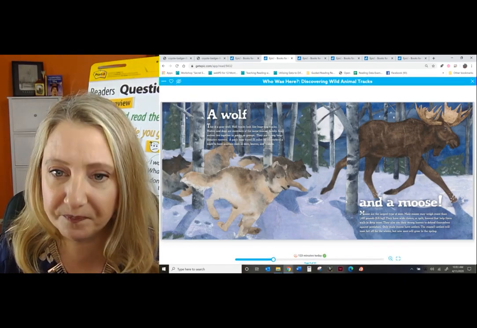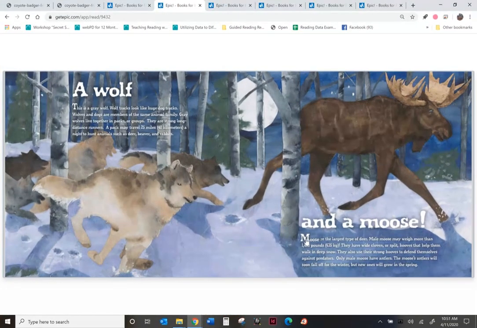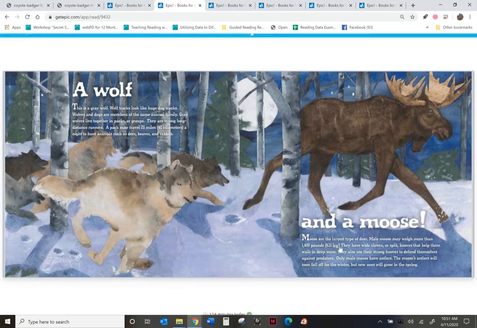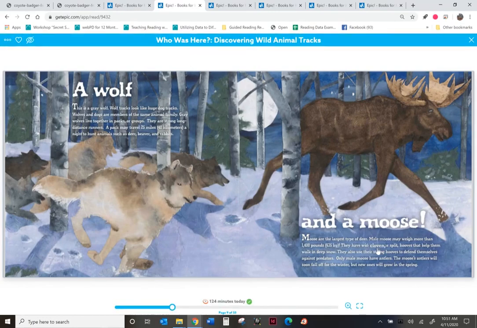Okay, so let's see. Moose are the largest type of deer. Male moose may weigh more than 1,400 pounds, 635 kilograms. They have wide cloven.